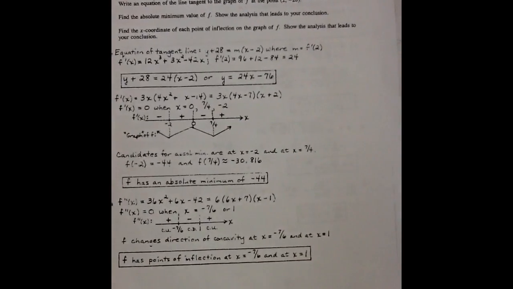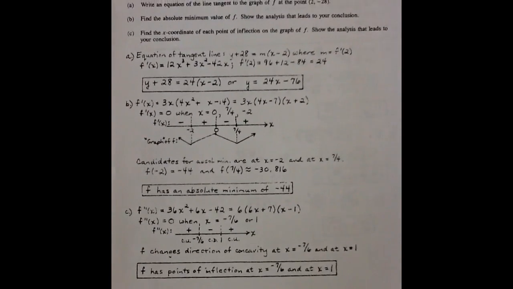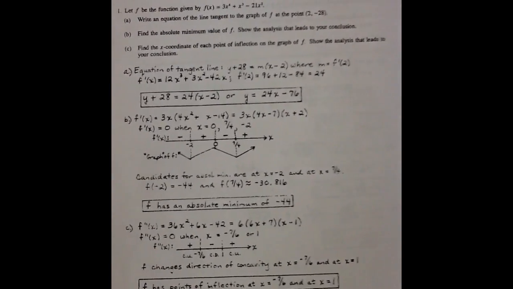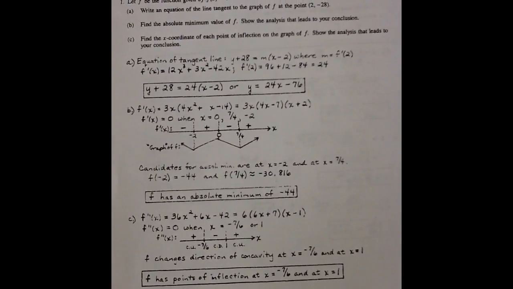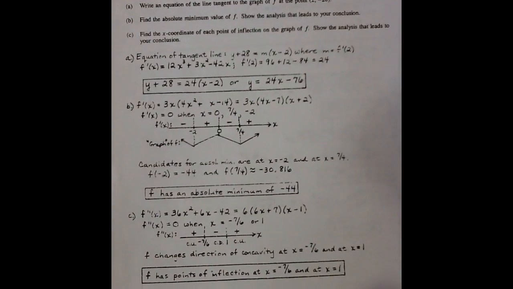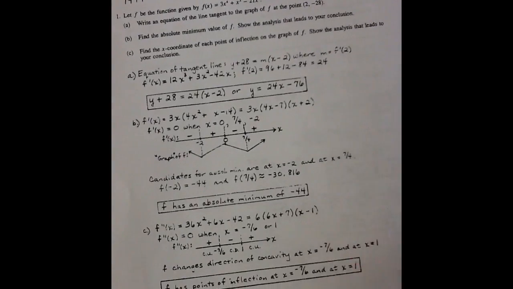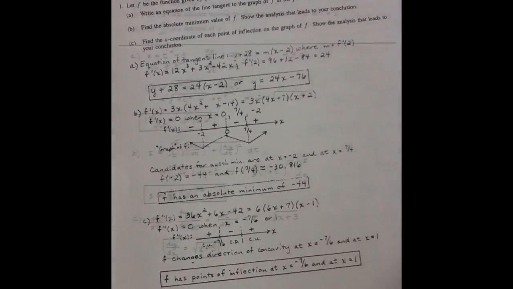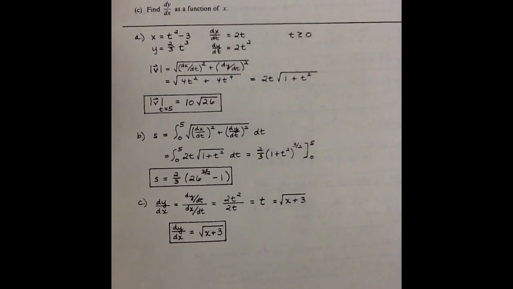Part C wants us to find the x-coordinate of each point of inflection on the graph of f. To do this, we take our second derivative, which is 36x squared plus xx minus 42. Then we set that equal to 0, and each point would give us our inflection points. So whenever we set that equal to 0, we get x equals -7/6 and 1. And that's our answer. We are now looking at the 1993 BC question 2 problem.